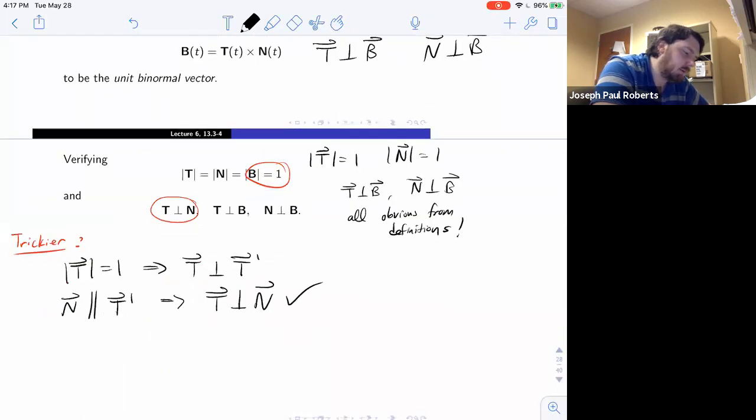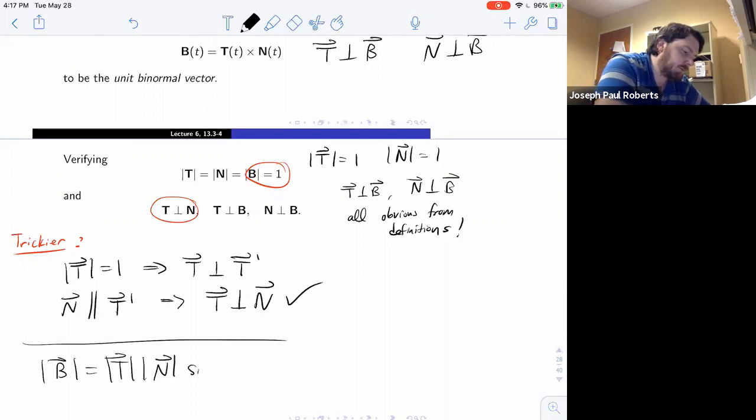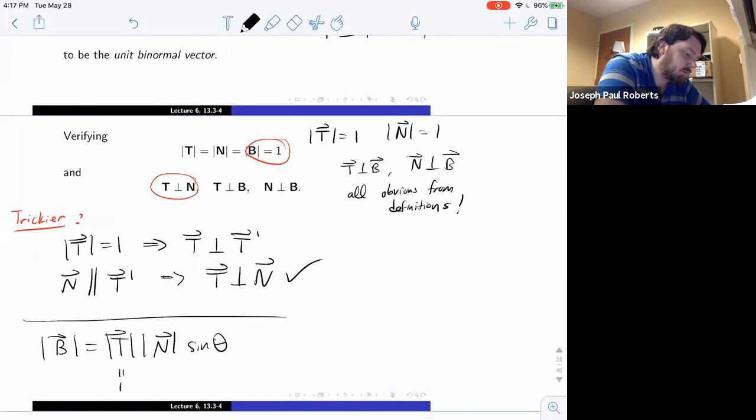And then finally, by definition, the length of B is the length of T times the length of N times sine theta. The length of a cross product is the product of the lengths times sine theta. Well, T and N are both unit vectors, and T and N are perpendicular to each other. So sine of pi over 2 is 1. So 1 times 1 times 1 is equal to 1.